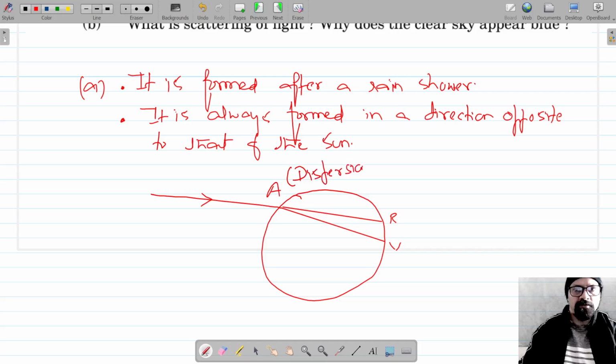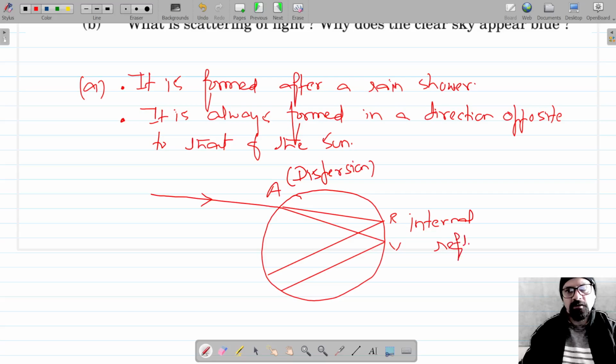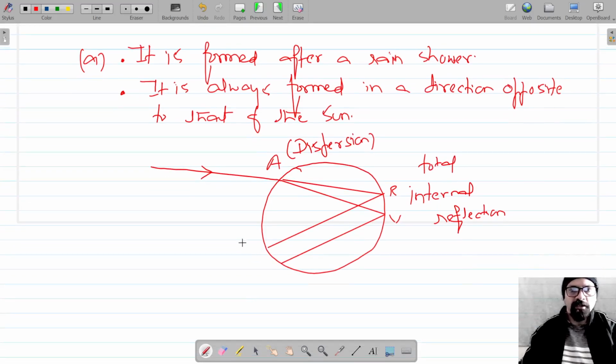This is the dispersion, the splitting of white light into 7 colors, and at this point it's the reflection, but it's inside the drop, so we call it internal reflection. So this is internal reflection. We also call it total internal reflection. Now, at this point, that is the point C. So this is point B where the total internal reflection is happening.